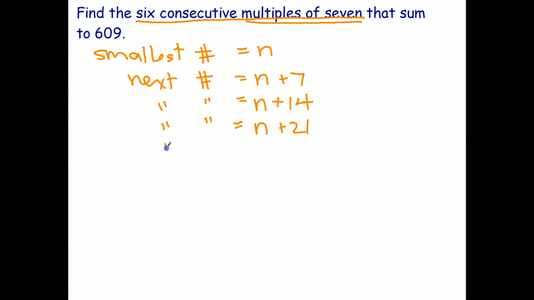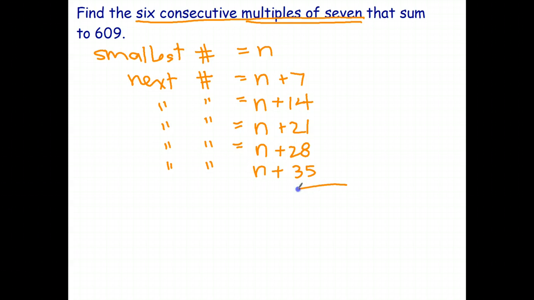That's 4. Keep going. Next number is n plus 28. Next number, n plus 35. That should be 6 numbers. 1, 2, 3, 4, 5, 6. And that's all we need.